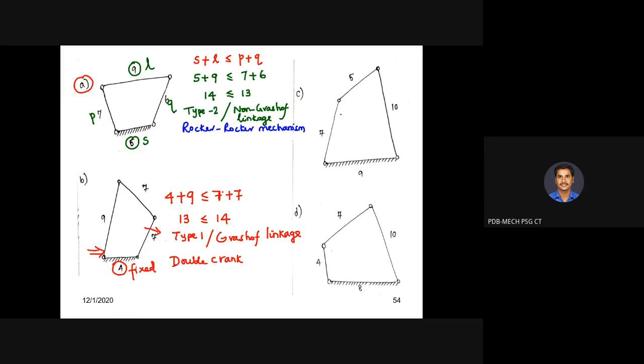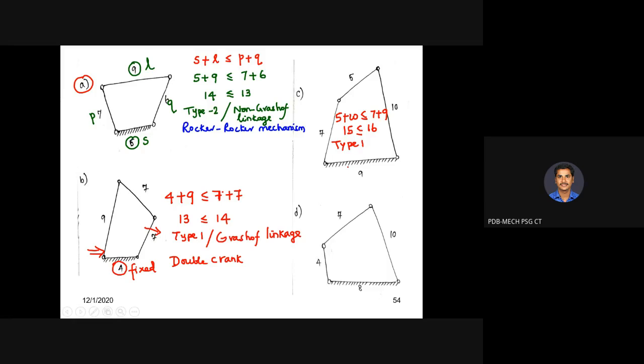Now coming to the third case, 10 plus 5, correct? Smallest and largest, 5 plus 10, should be less than or equal to the other two links, 7 plus 9. So 15 is less than or equal to 16. Correct or not? The condition is satisfied. So this is type 1 or Grashof linkage. Now tell me what mechanism you are going to get.